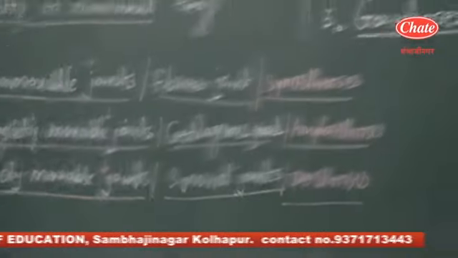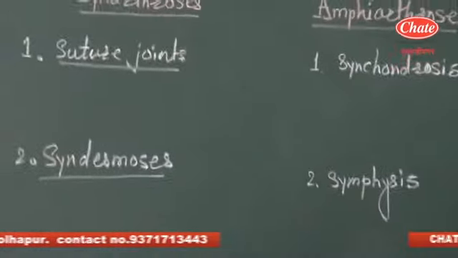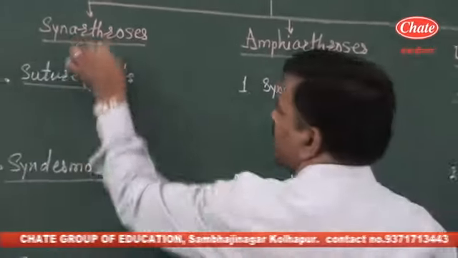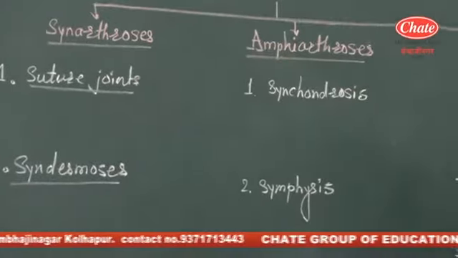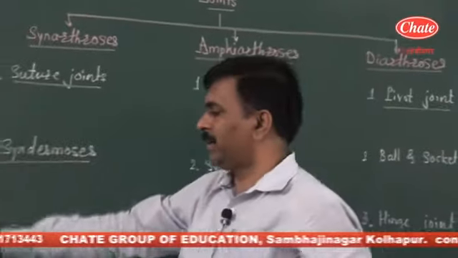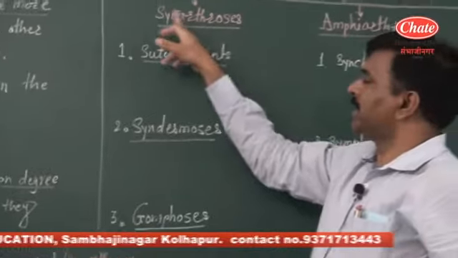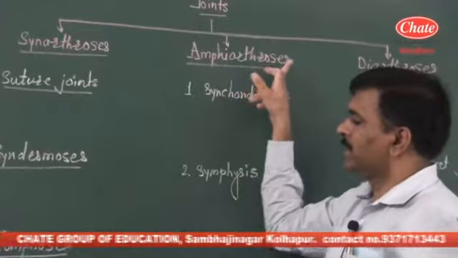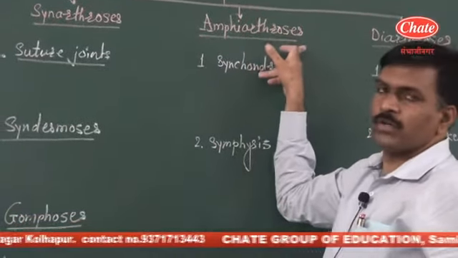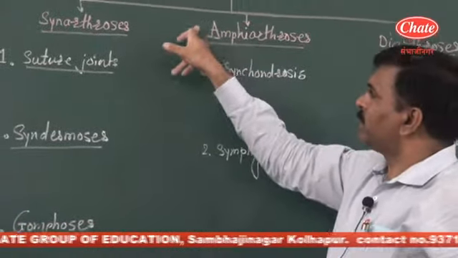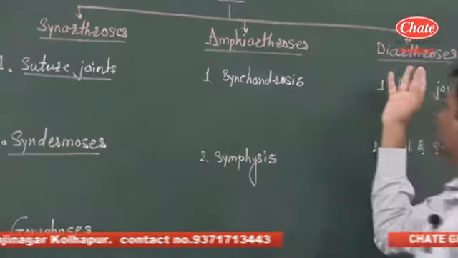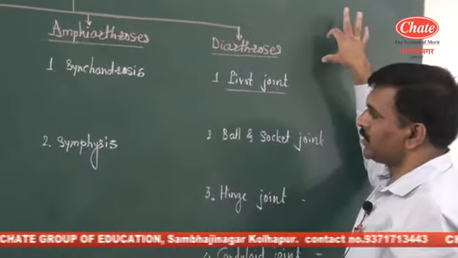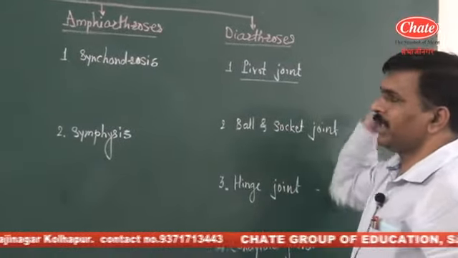Now we want to go into the details of joints by preparing one diagrammatic presentation: the basic three types of joint, that is synarthrosis, amphiarthrosis and diarthrosis. Synarthrosis is connected by fibers, so it is a fibrous joint, and it does not allow any movement, so it is an immovable joint. Amphiarthrosis is connected by cartilage between bones and allows slight movement, so it is a slightly movable joint. In diarthrosis, the connecting material is synovial fluid, so it is a synovial joint, and it allows free movement, so it is a freely movable joint.